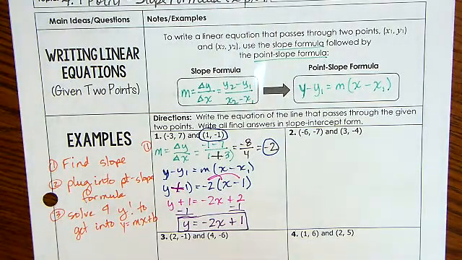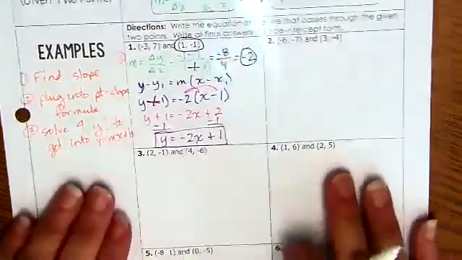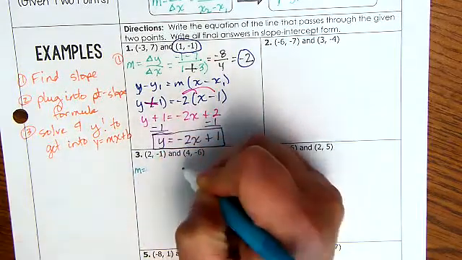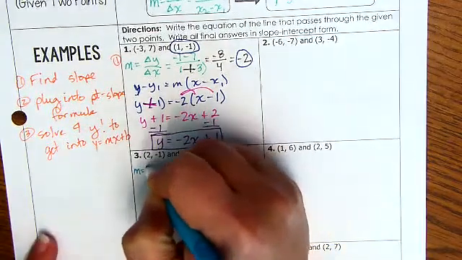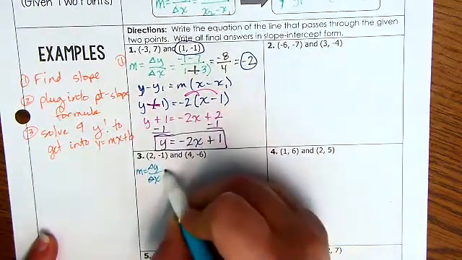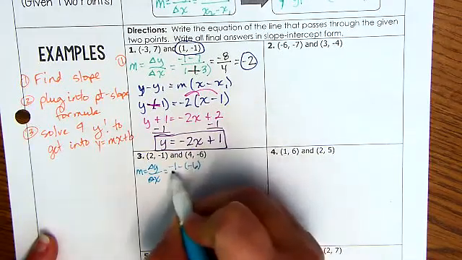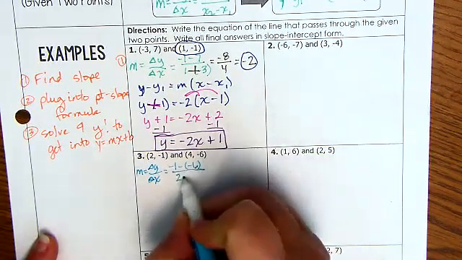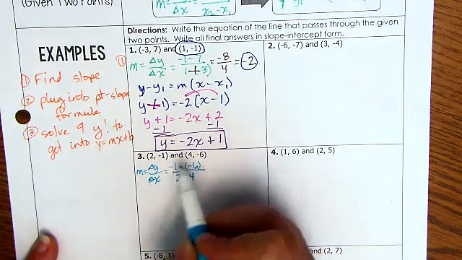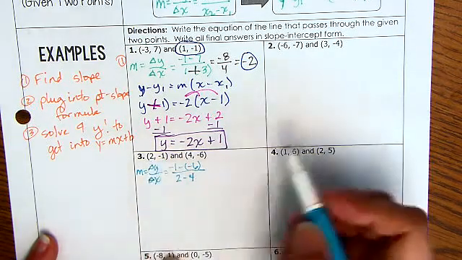Okay, let's do number 3. Here we go. So the first thing we got to do is find the slope. So that's the change in y over the change in x. So I'm going to have -1 minus -6 all over 2 minus 4. Notice I started finding the slope a different way. As long as I start with this one first, I got to start with this one first for the x.